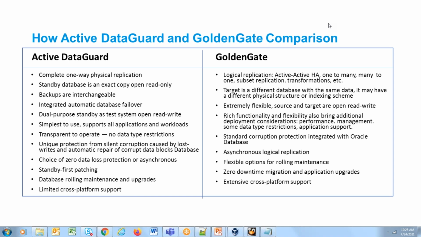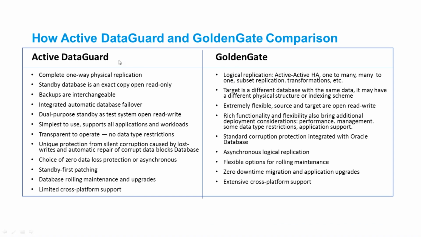So what is the difference between Data Guard and Golden Gate? There are two types of Data Guard: physical Data Guard and active Data Guard. Physical Data Guard is completely in mounted mode. However, active Data Guard you can use in read-only mode as well, and you can offload your queries. Now the difference between active Data Guard and Golden Gate is, active Data Guard is complete one-way replication.